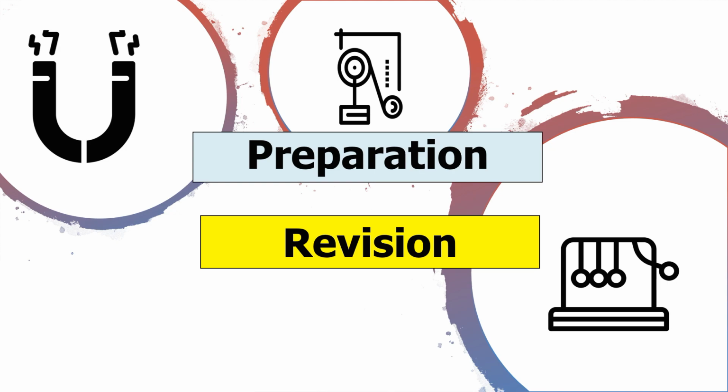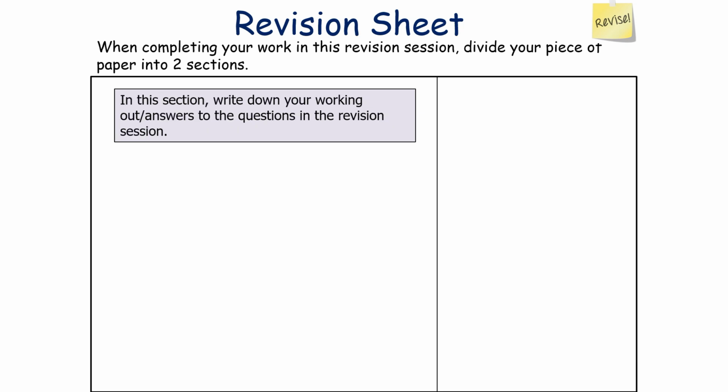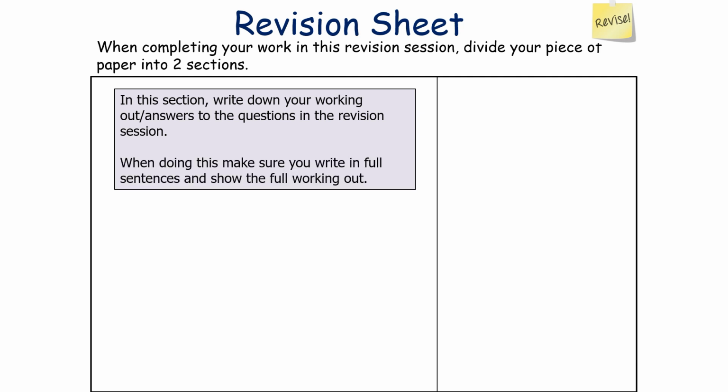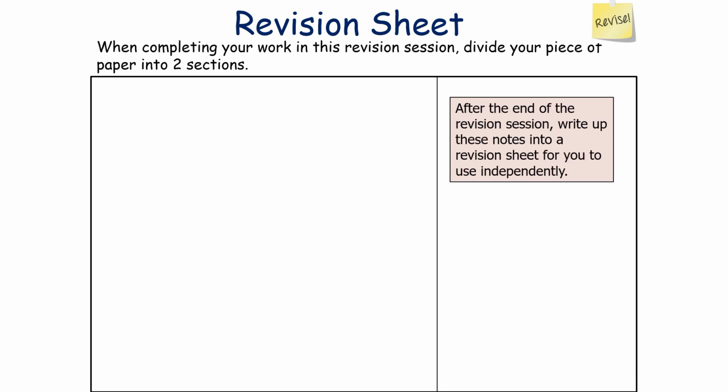So how do you prepare for this revision session? Well, when you're completing your work in this revision session, divide your piece of paper into 2 sections. Make the section on the left hand side larger than the one on the right hand side, and in this left hand section write down your working out and your answers to the questions in the revision session. Now when you're doing this, make sure you write your answers in full sentences and show your full working out for your calculations. Whilst on the right hand section of your paper, write down any pieces of information which you find useful or any hints and tips on answering questions from this revision session. And at the end of this revision session, write up these notes into a revision sheet for you to use independently.